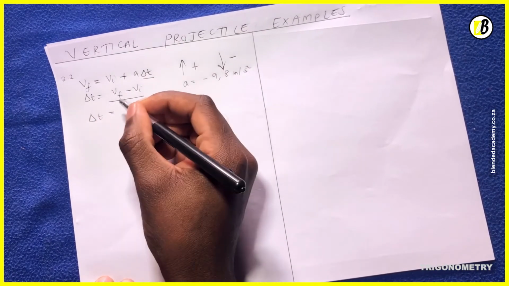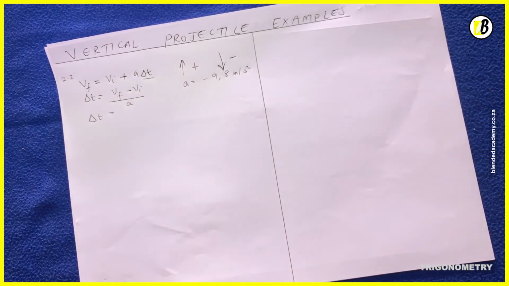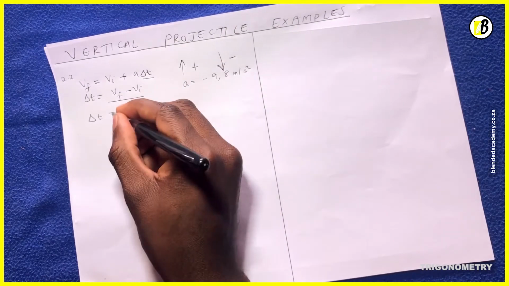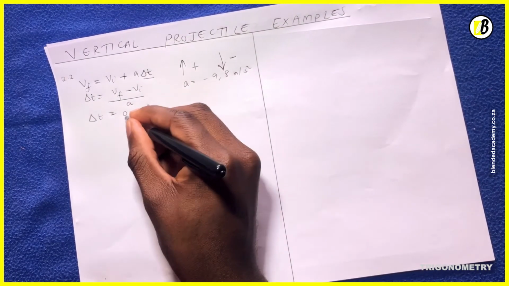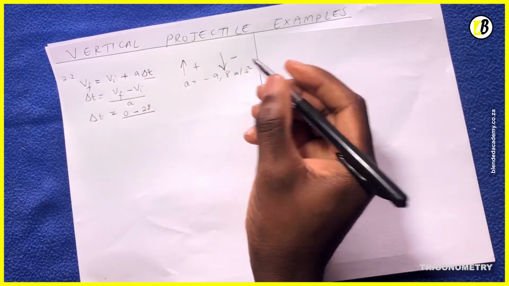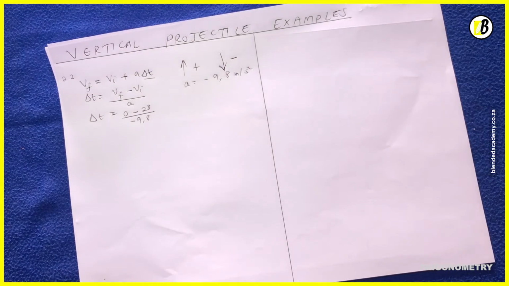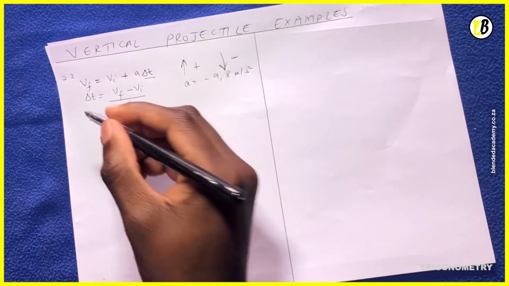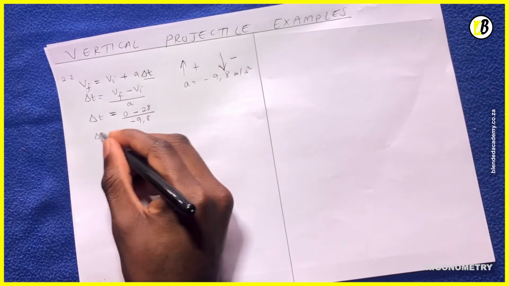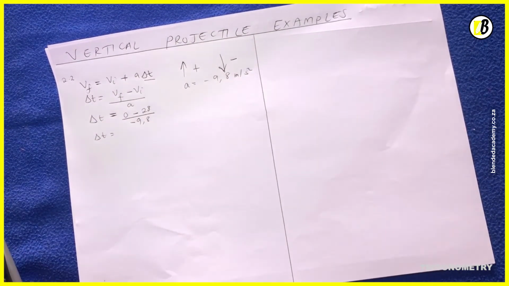Now our final velocity at maximum height is 0 meters per second. You need to remember that: 0 minus the initial velocity, which is 28 meters per second, divided by the acceleration due to gravity, 9.8 meters per second squared. It's a negative in this case because downward is a negative direction. Now you just need to put it in your calculator and it's going to give you the answer for the time taken to reach the maximum height.